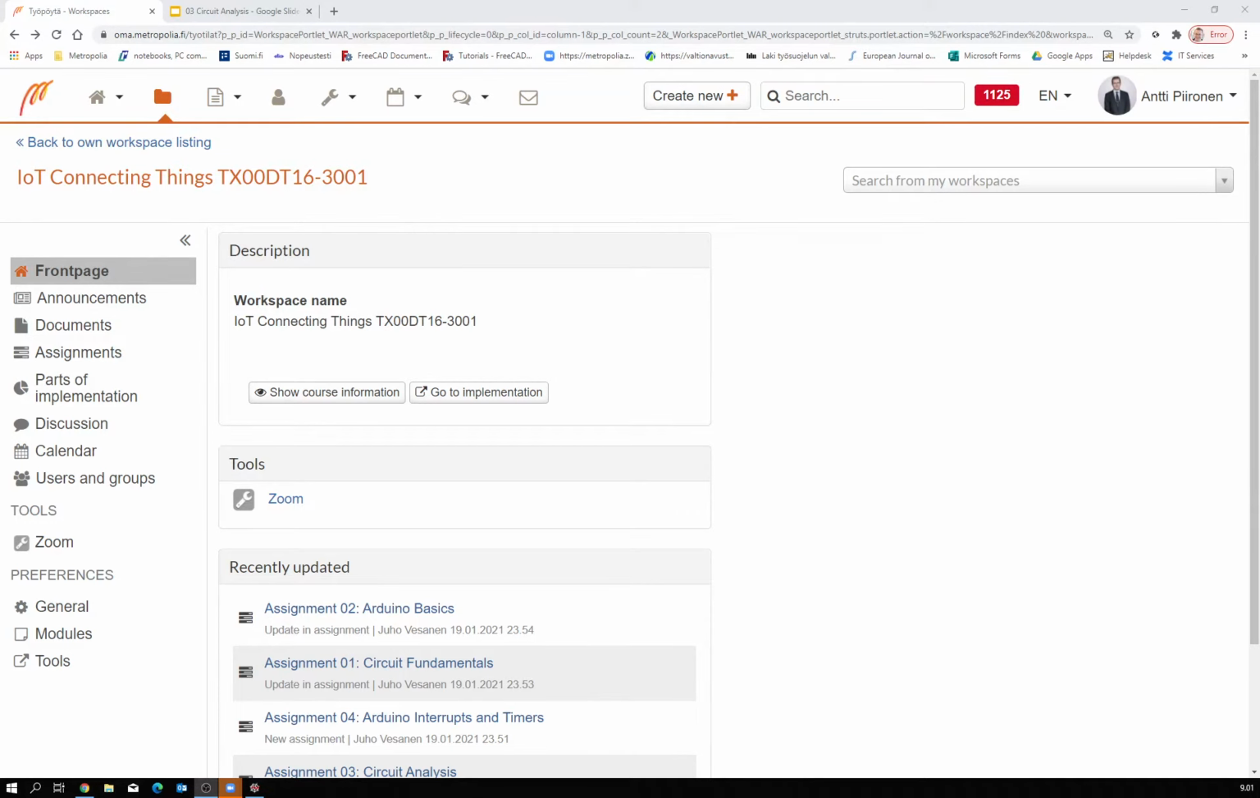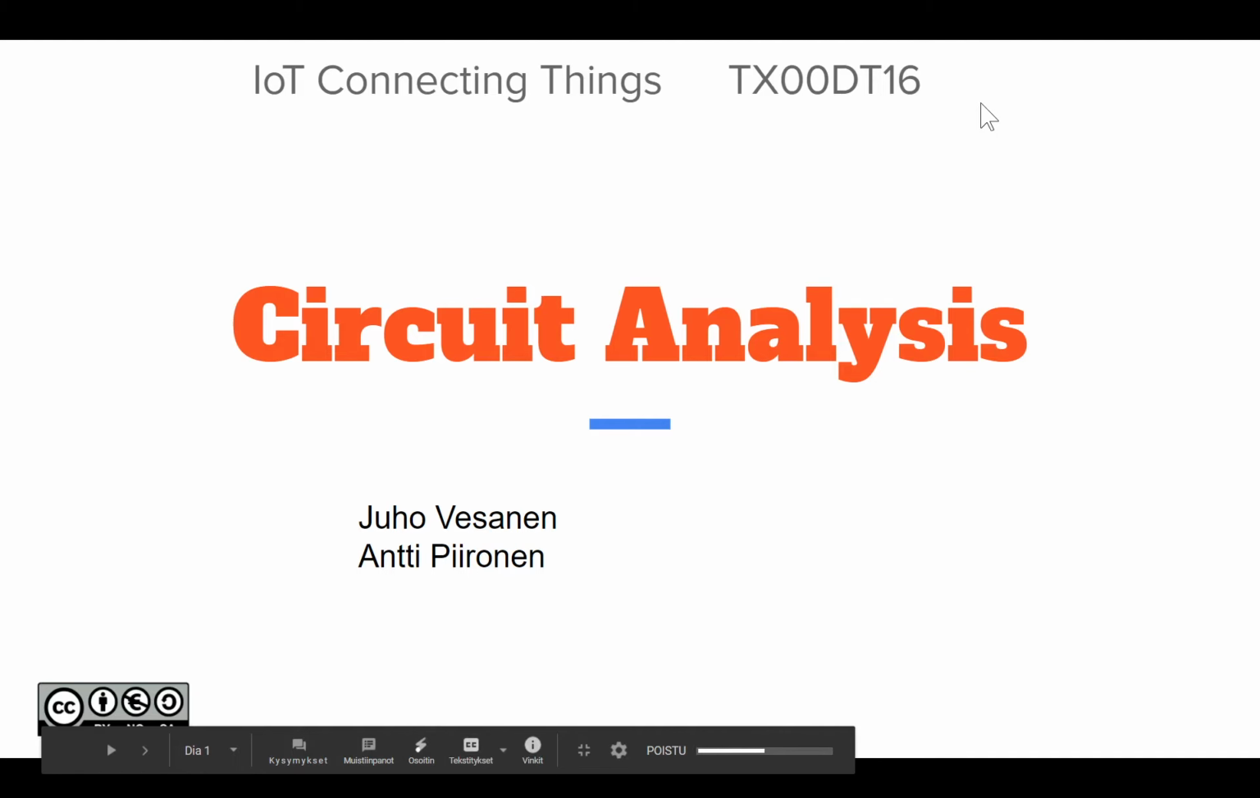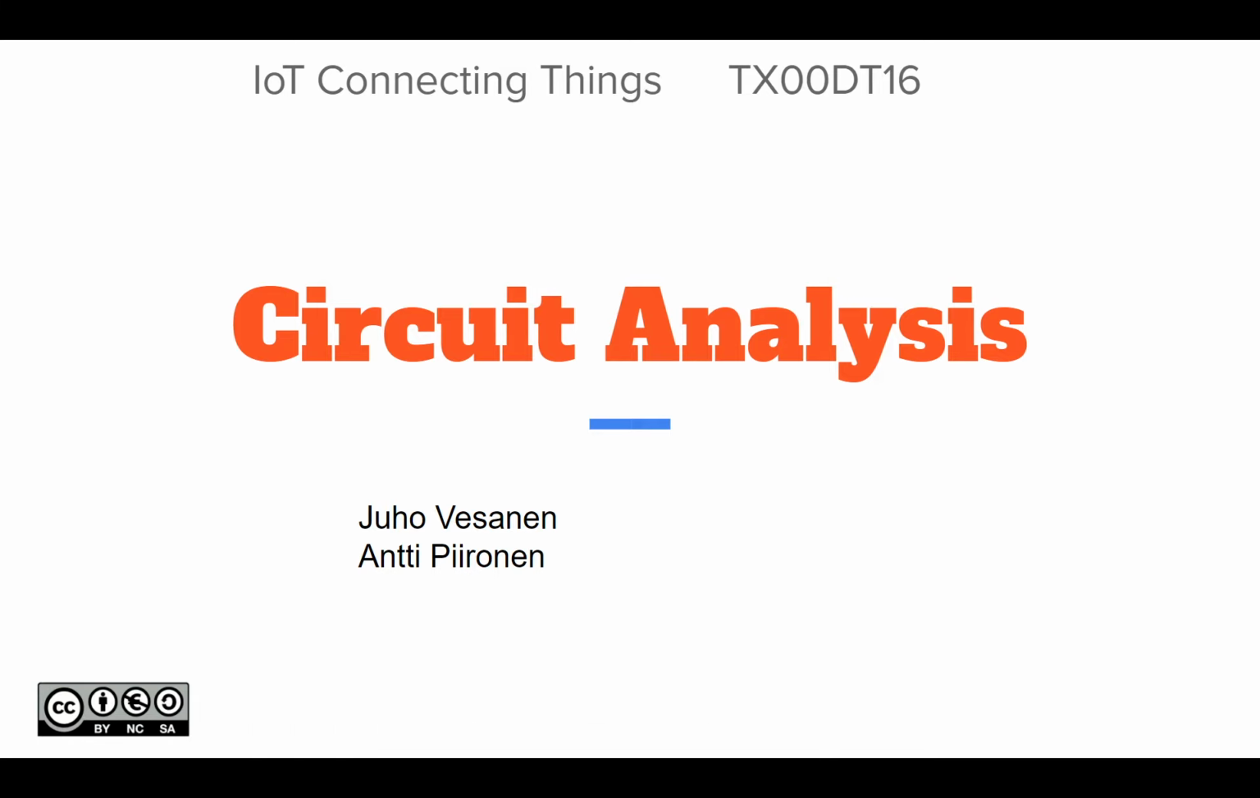All right, so today on IoT Connecting Things, we have some circuit analysis. And what is circuit analysis? We actually have done some of the circuit analysis already. And let's go through this show and then also take a look at the Tinkercad at some point.